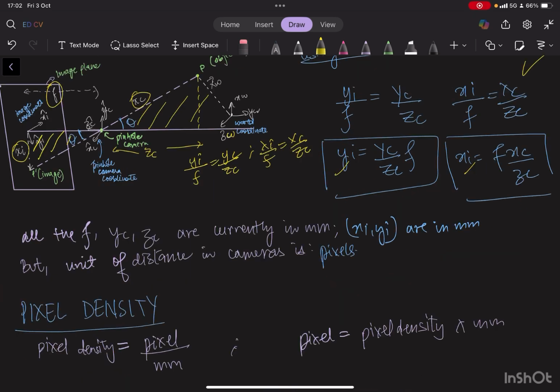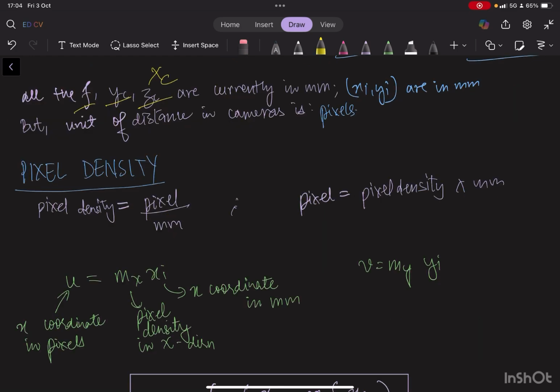Now, what is given is that the focal length, X position, Y position, Z position, all of this, and also ZC, XC, are all in millimeters. But what we want from XI and YI is that they are in pixels, because in an image we measure distance in pixels. We will define another metric known as pixel density. Pixel density is just how many pixels there are per millimeter. Because all the units, the focal length, YC, ZC, XC, are all in millimeters, we can define one pixel density, and with this we can get the unit in pixels.